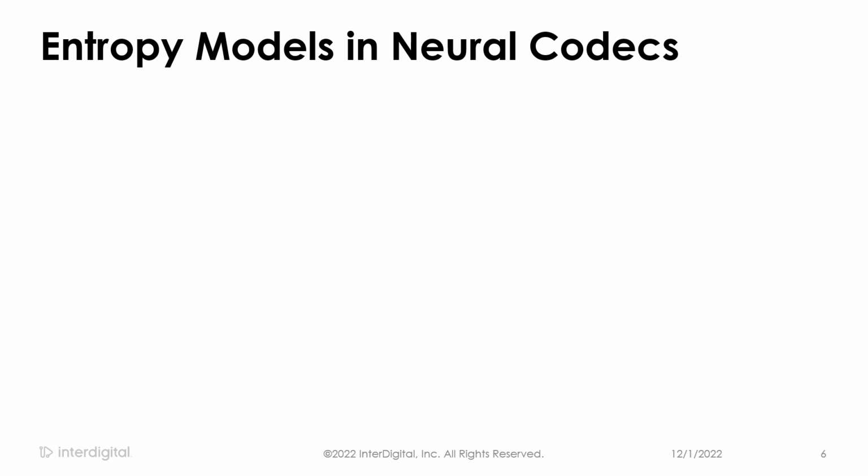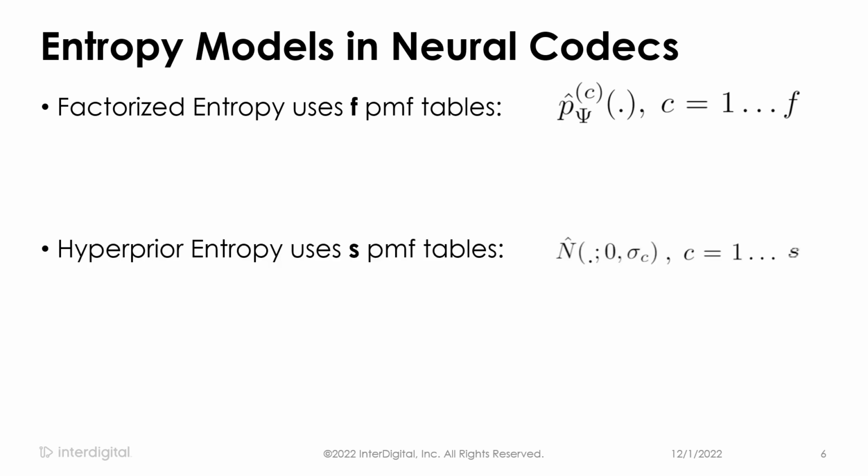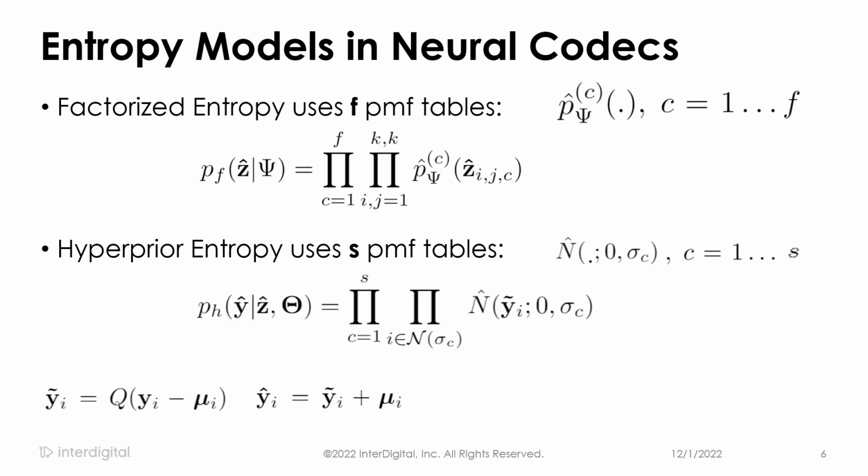First, let's have a look at what kind of entropy models are used in neural codecs. Side information is encoded by a factorized model where it has F number of learned PMF tables. Main information is encoded by a hyperprior entropy model where it has S number of zero mean Gaussian PMFs with different scales. Thus, entropy models apply this joint probability, where the negative log of these probabilities is the expected bit length of the certain information.